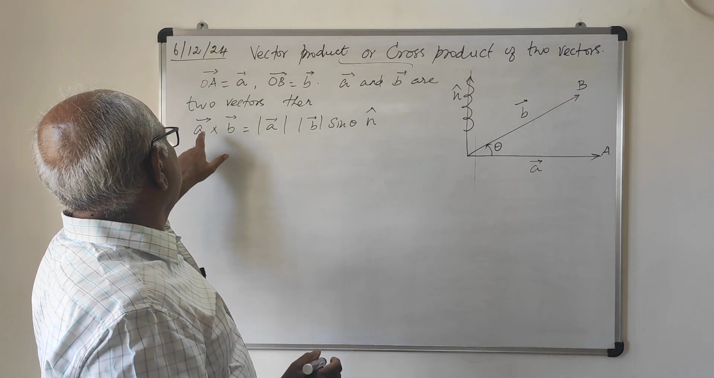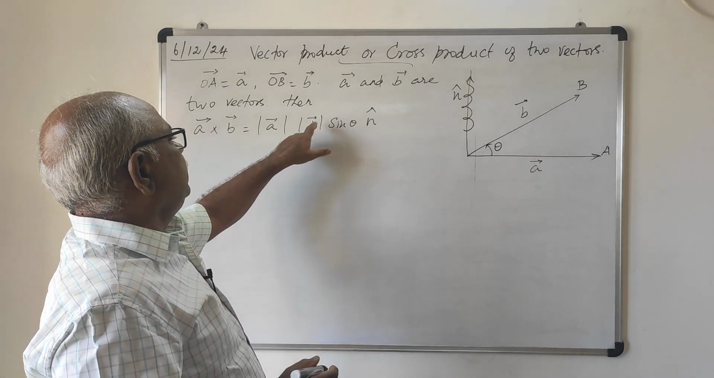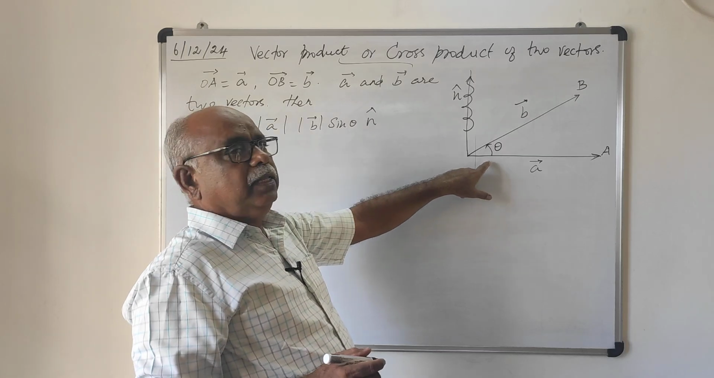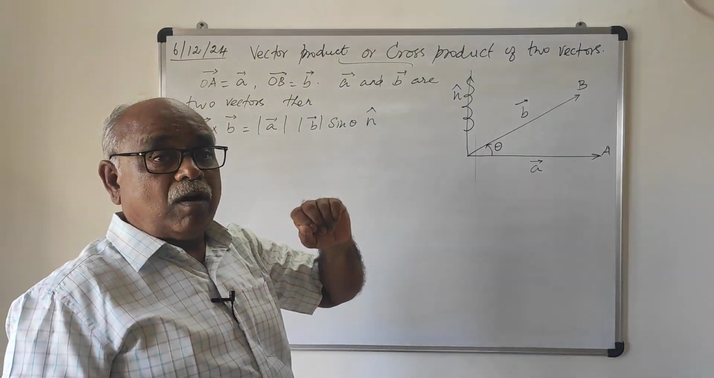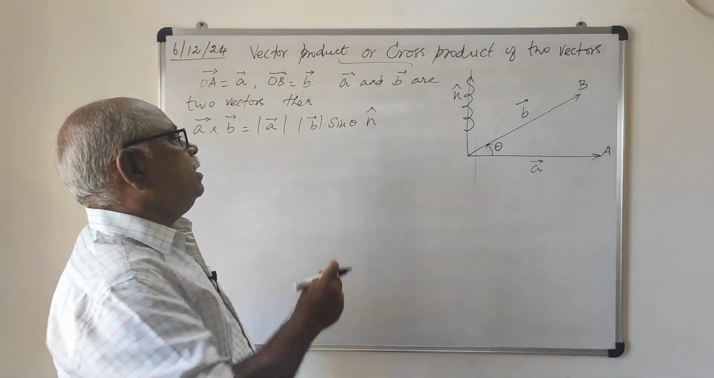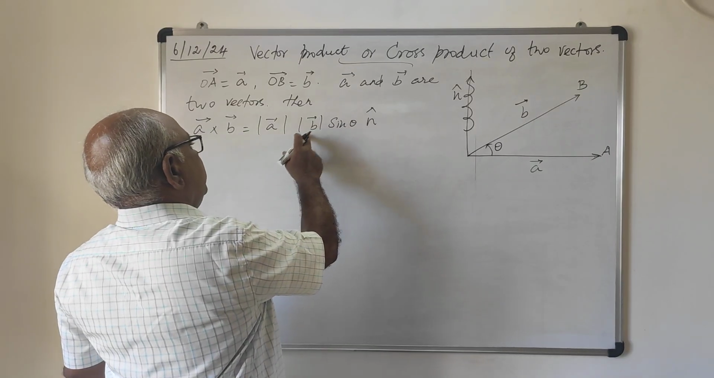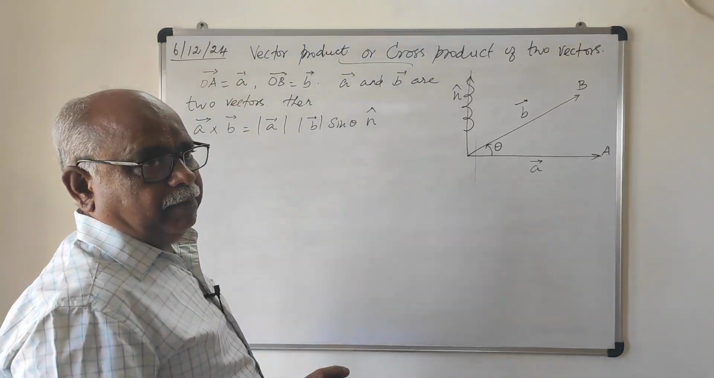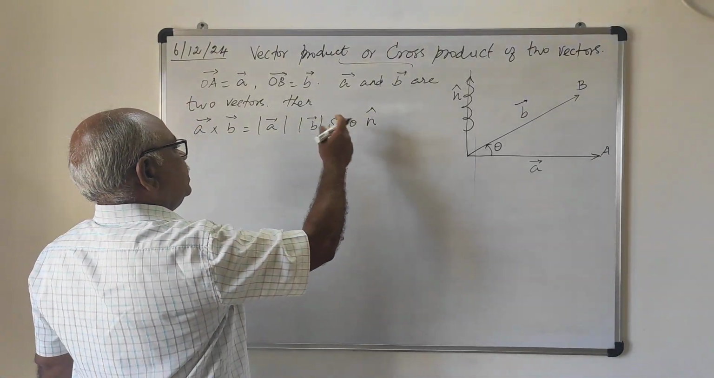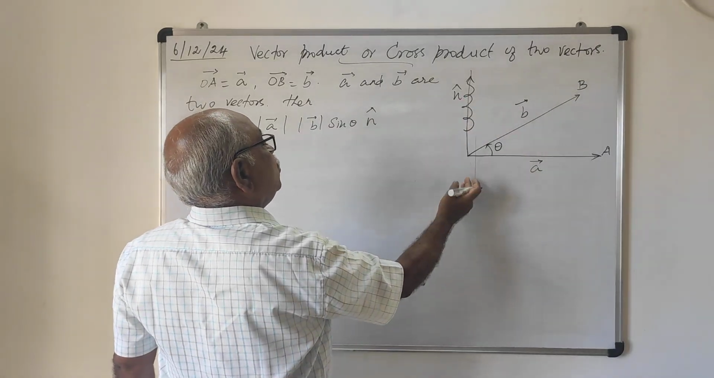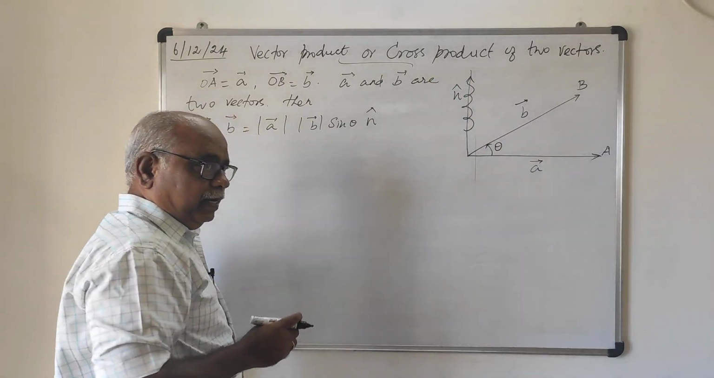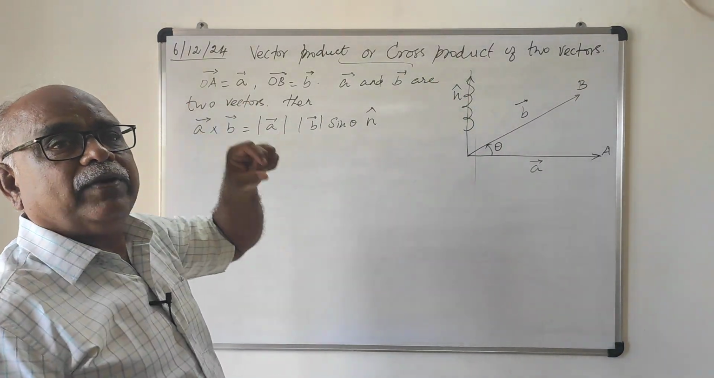So the definition of A cross B is modulus of vector A into modulus of vector B into sine of the angle between A and B. Whereas in the dot product, cos of the angle between A and B is used. A dot B is mod A mod B into cos theta only. But vector product is mod A and mod B into sin theta into n cap, and n cap is a unit vector perpendicular to both A and B. That's why this A cross B is called a vector quantity.